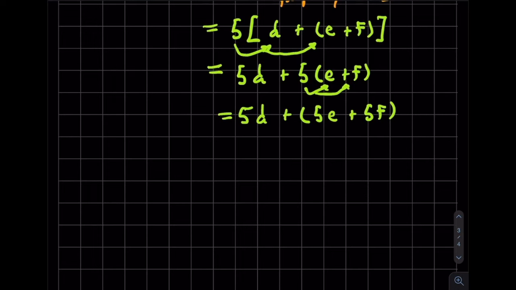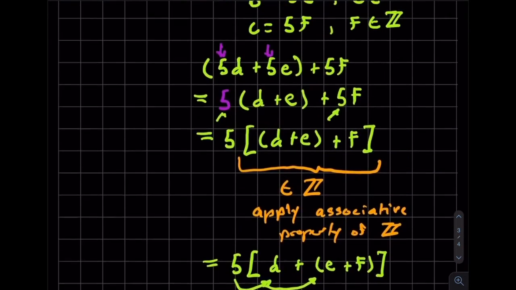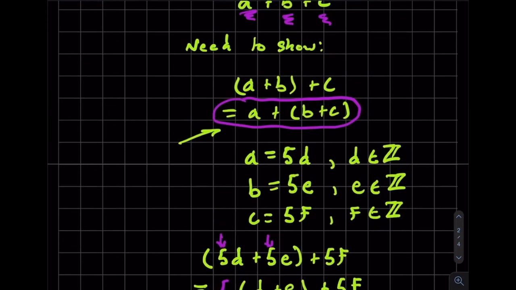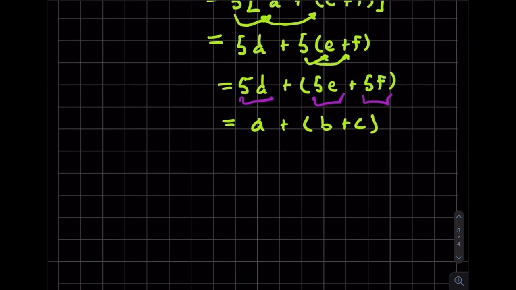So I'm going to take one more step here, and that's just to turn this 5D, the 5E, and the 5F back into the form that we would like to work with. Okay, so that's going to be A plus, in parentheses, B plus C. Okay, and looking back up here, that's exactly what we wanted here. So again, I'll write a box, shade it in. And that means that we've shown associativity.